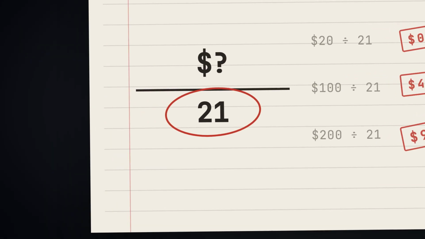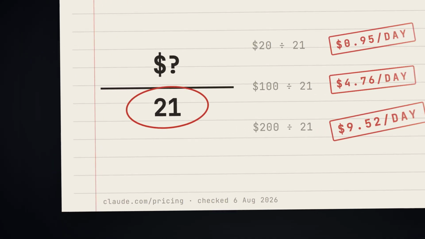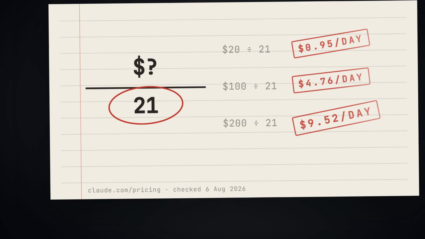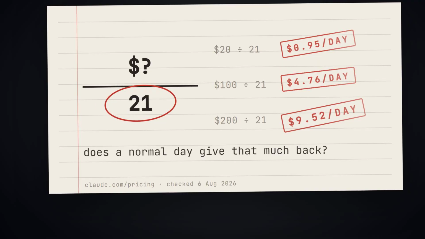Prices move, so run the division again when they do. The method outlives the figures, which leaves a question about people rather than pricing. Does a normal day of work give that much back?